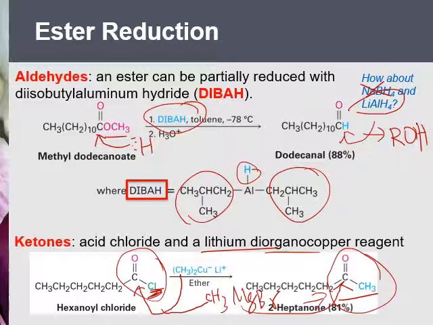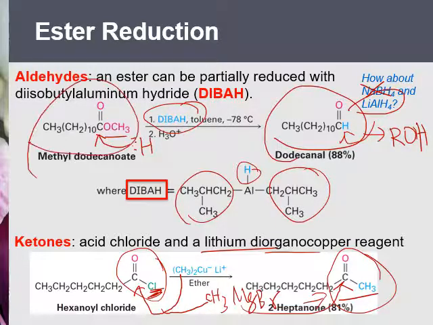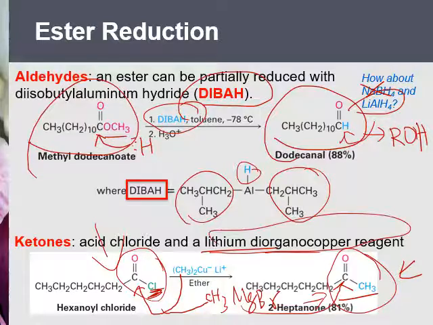And therefore, if we want to make an aldehyde from an ester, we need DIBAH, not sodium borohydride, not lithium aluminum hydride. If we want to make a ketone from acid chloride, we need a Gilman reagent, not Grignard reagents.